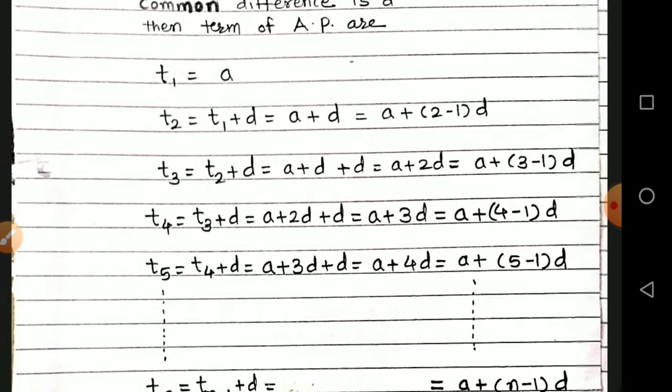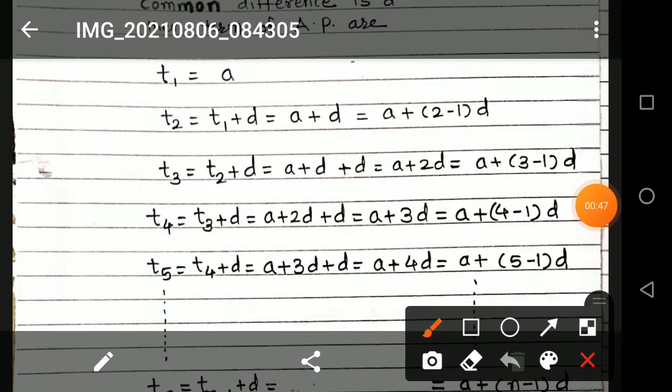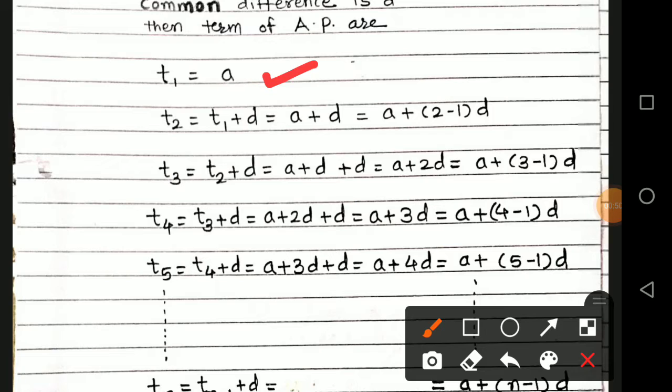The notation for T1 is T1 is equal to a. Now for the first term we are using another notation, and that is a, and d is the common difference. If we add the common difference to the previous term, we can form the next term. T2 is equal to T1 plus d. That means adding the common difference to the previous term, we get the second term.